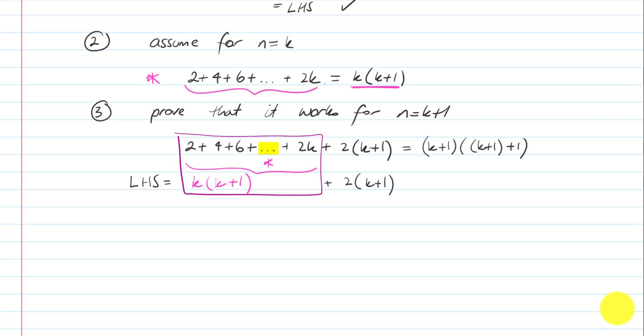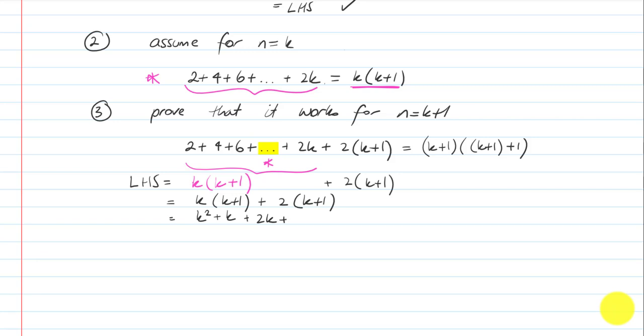In this case, the k times k plus 1. Okay, but I've got a lot of colours here. So my left-hand side is equal to k times k plus 1 plus 2 times k plus 1. Now, I could expand this. In fact, I'm going to expand this, but I'm going to show you an alternate finish to this in a minute as well. So let's expand it. K squared plus k plus 2k plus 1, which is k squared plus 3k plus 1.